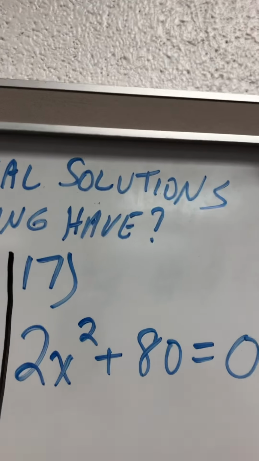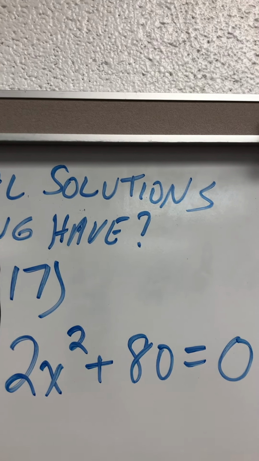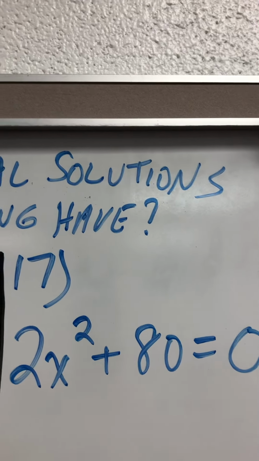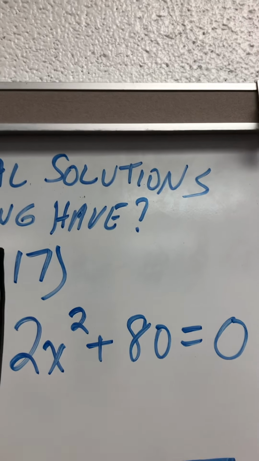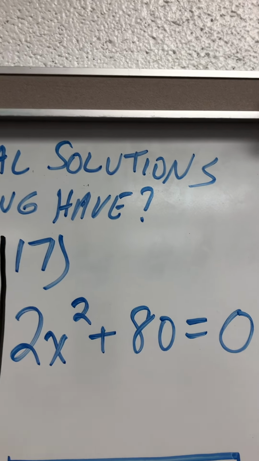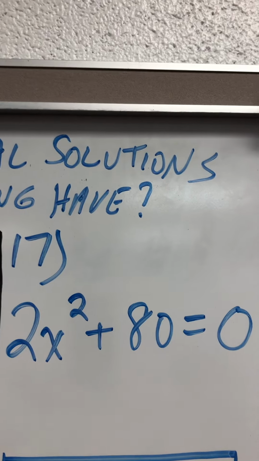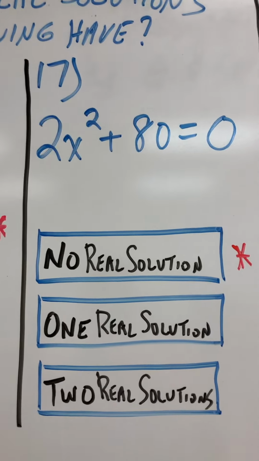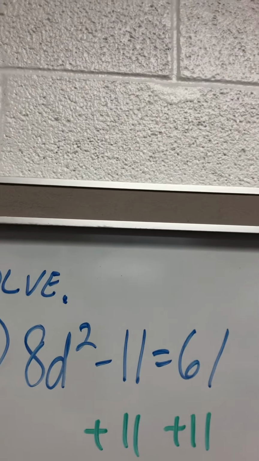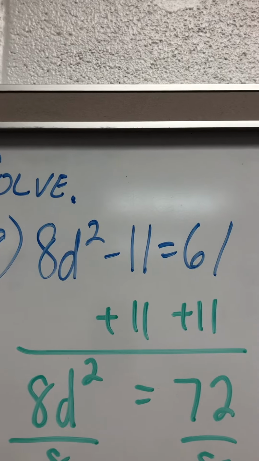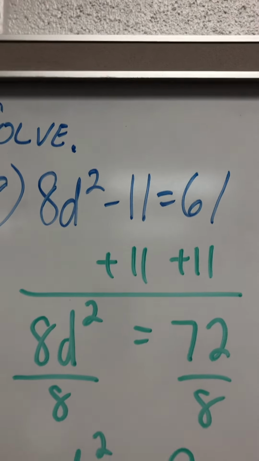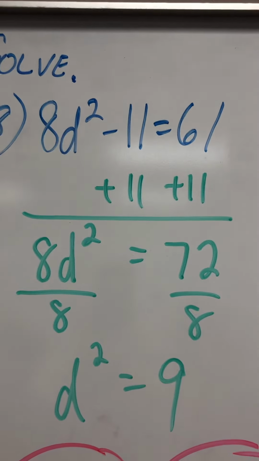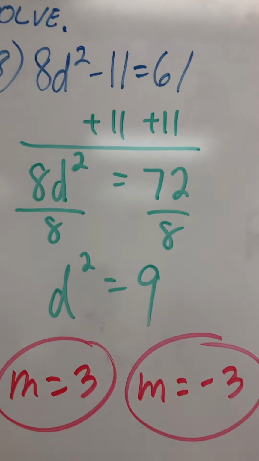Over here, when I subtract 80 from both sides, I'm going to get negative 80. Even when I divide by 2, I'm going to get negative 40, and I'm going to try to take the square root of negative 40. It doesn't work. It's no real solution, right? Over here, I add 11 to both sides. I get 8d squared equals 72, dividing by 8, d squared equals 9, and once again, positive 3 and negative 3 are my answers.